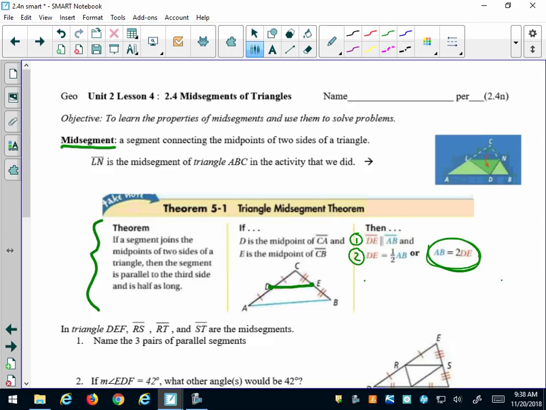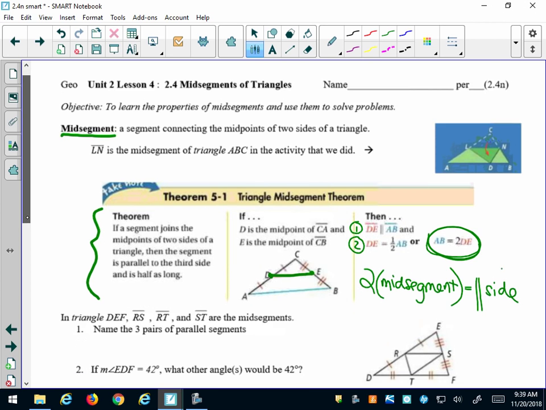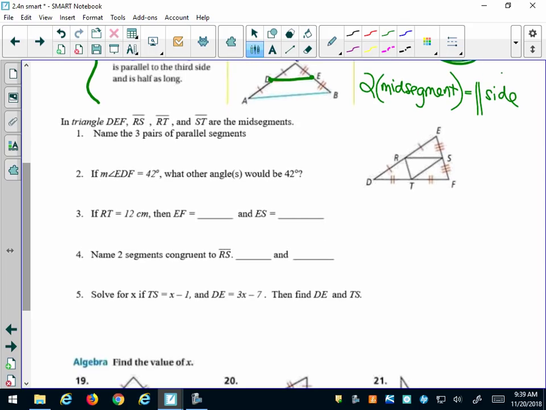I like to think of it this way: 2 times the midsegment. So in other words, if you double the length of the midsegment, it equals the parallel side. This kind of sums it all up. If you just think of it that way, 2 times the midsegment equals the parallel side. So that's the midsegment theorem, triangle midsegment theorem.